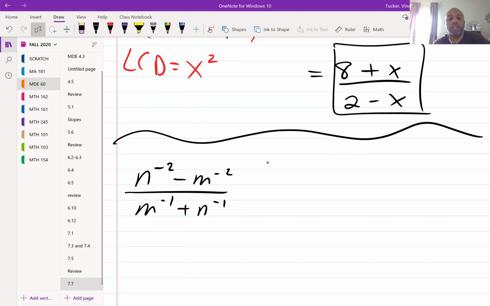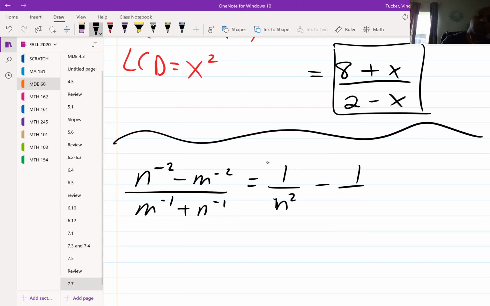All right. n to the negative second power minus m to the negative second power, over m to the negative first power plus n to the negative first power. They're going to be fractions. But how would I write that? 1 over n squared minus 1 over m squared, then divide by 1 over m plus 1 over n.